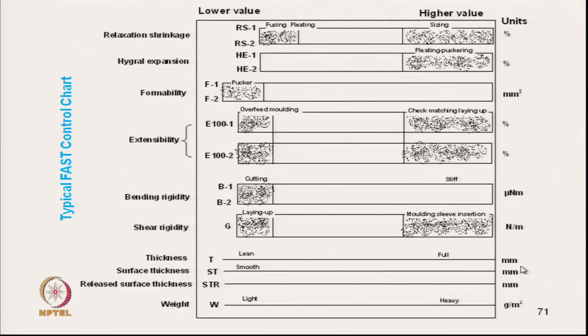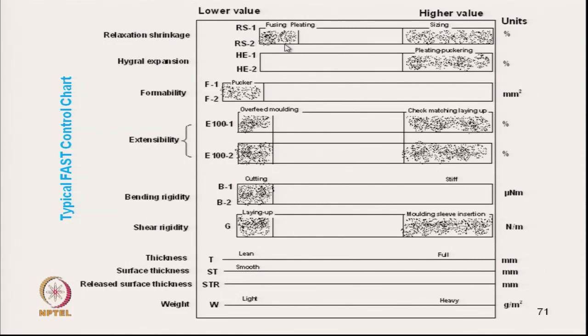Now, this is the typical fingerprint. Here first it shows the relaxation shrinkage, RS1 and RS2. 1 indicates the warp direction and 2 indicates the weft direction. Similarly, hygral expansion HE1, HE2, and this shaded zone means there is some problem.